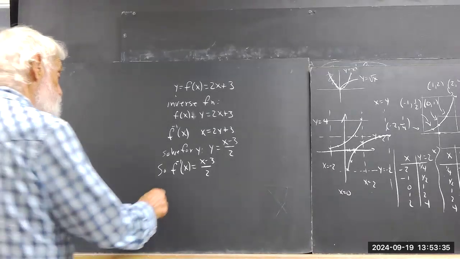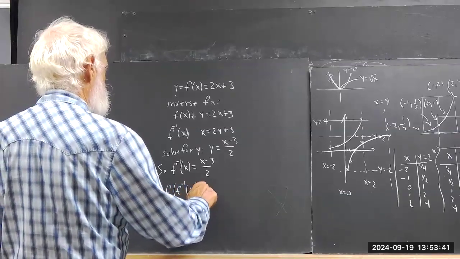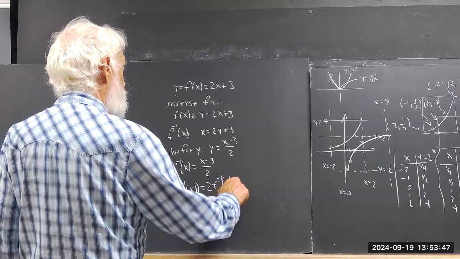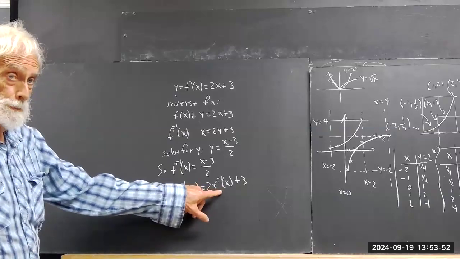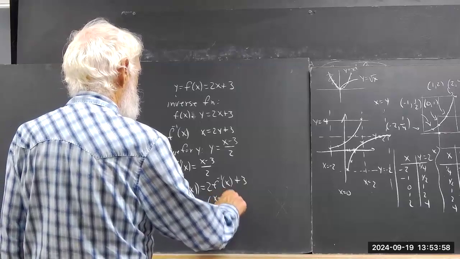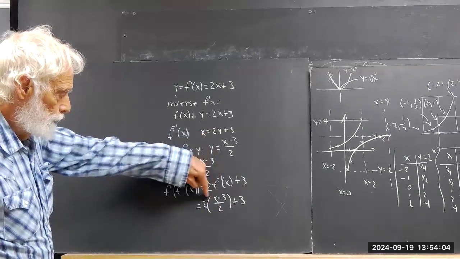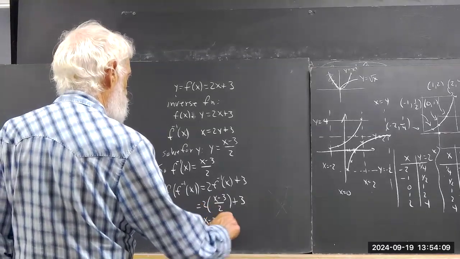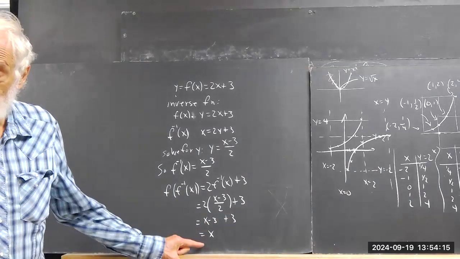One more thing quickly. f applied to f inverse of x equals 2 times f inverse of x plus 3, because x has been replaced by f inverse of x. f inverse of x is (x minus 3) over 2, so we replace f inverse of x with this. 2 divides 2, so we just end up with x minus 3 here. Then we've got a plus 3. That's just equal to x.